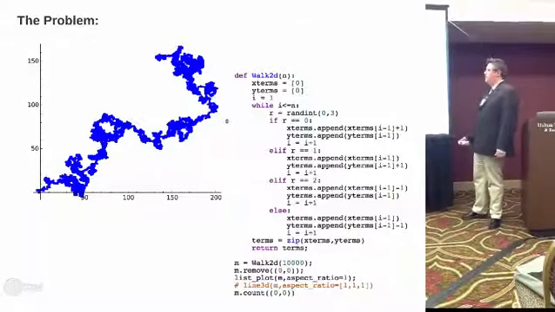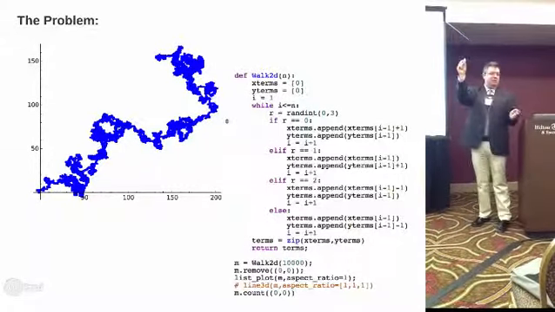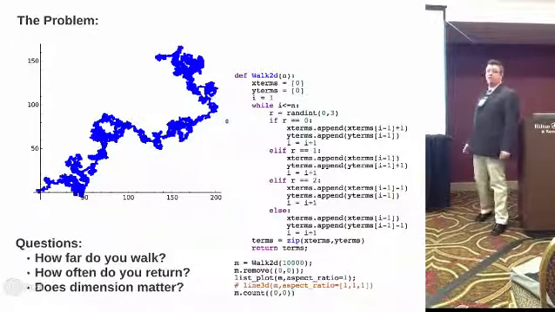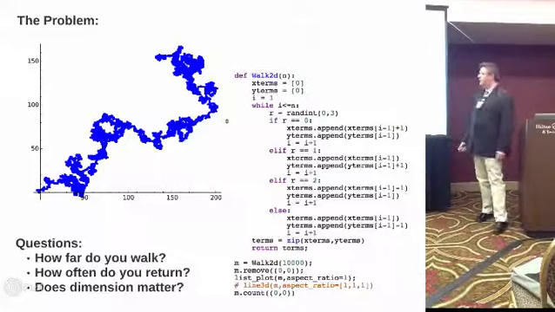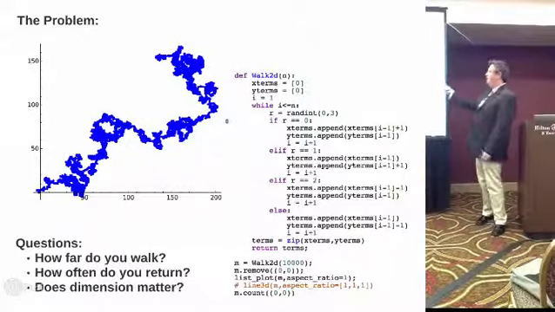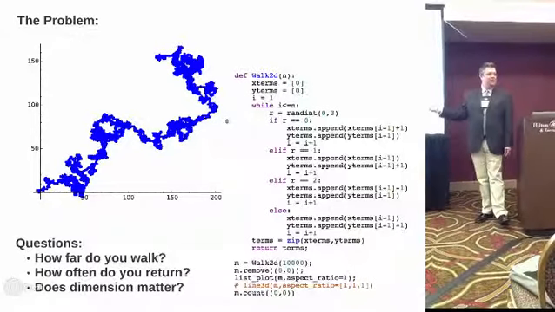And so there's lots of interesting questions here that the students were able to generate. They said, how far do you walk? I.e., what's the farthest away from your origin that you ever were? How often did you return? And does dimension matter? And then you can see how they'd have to look at the code a little bit and then modify it, but it's pretty easy to see how they would modify those things.